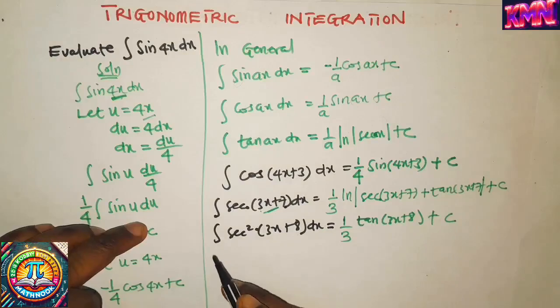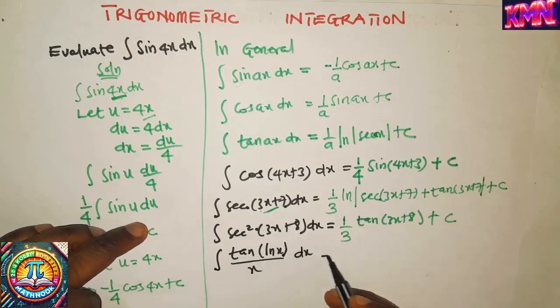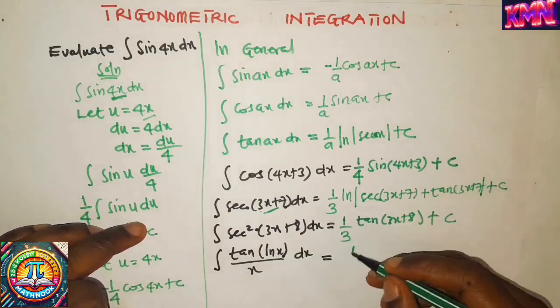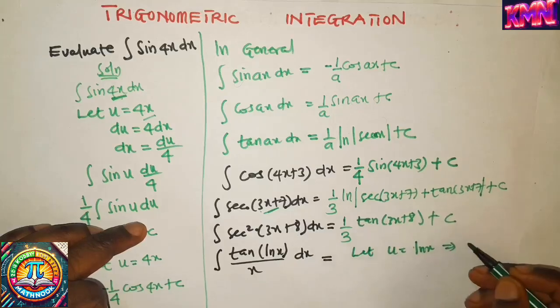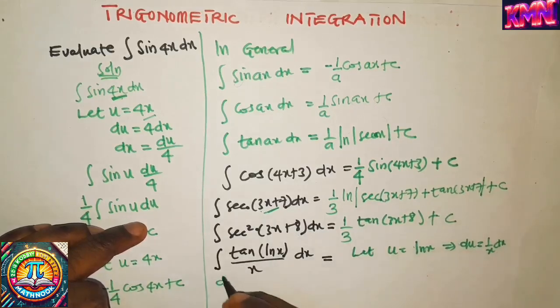Finally, let's consider this nice problem: integral of tan ln x on x dx. Over here, when we let ln x be u and we differentiate u with respect to x, we are going to get 1 on x, which will cancel this x for us to integrate. So let u equals ln x, du equals 1 on x dx, and when we make dx the subject, dx becomes x du.